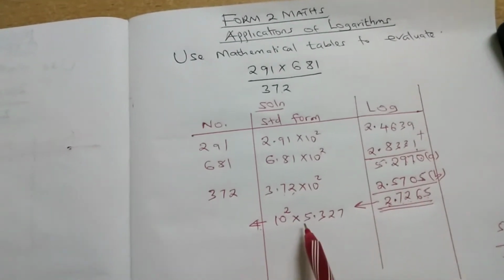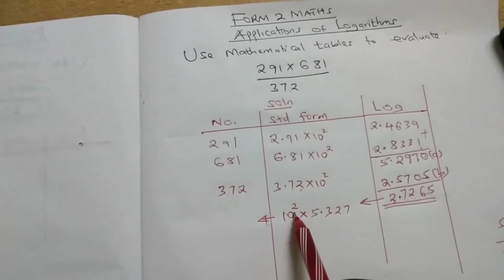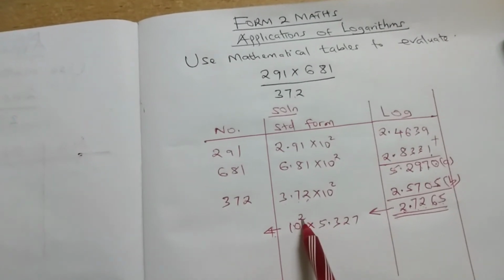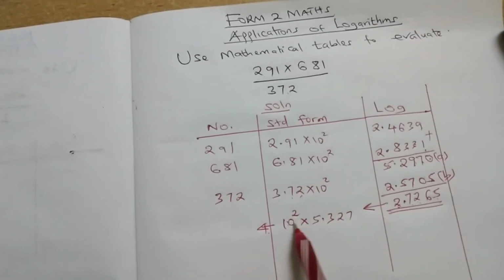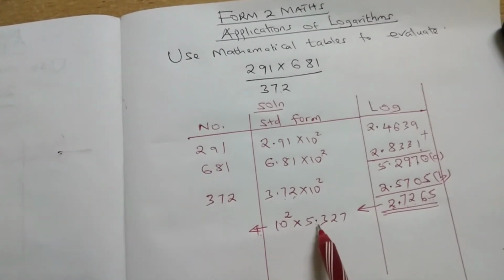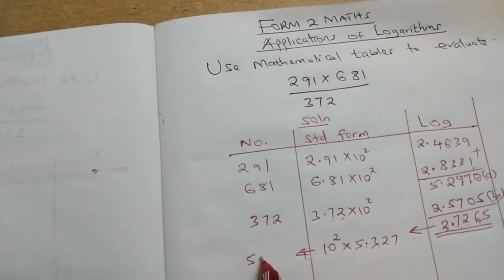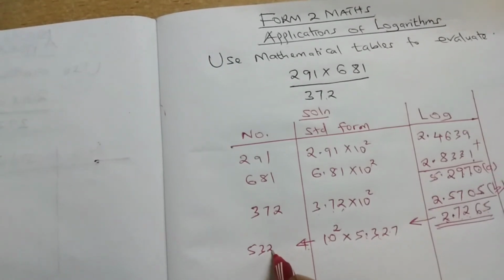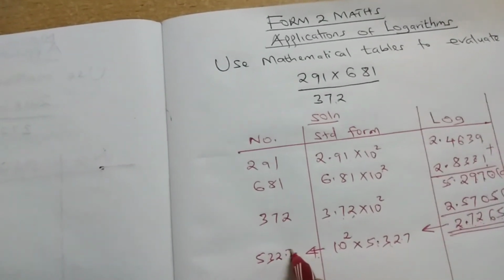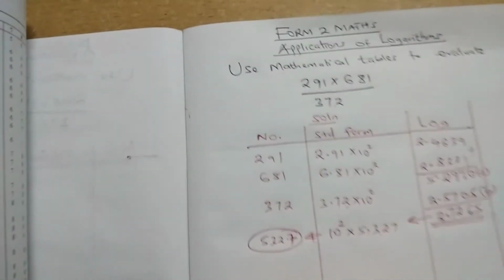Then if you go back here, this is the antilog of 0.7265. Now we come and multiply it with 10 squared. 10 squared means 100. So 100 times 5.327, the decimal point moves 2 places, so that we are going to have 532.7, and this is the answer to this question.